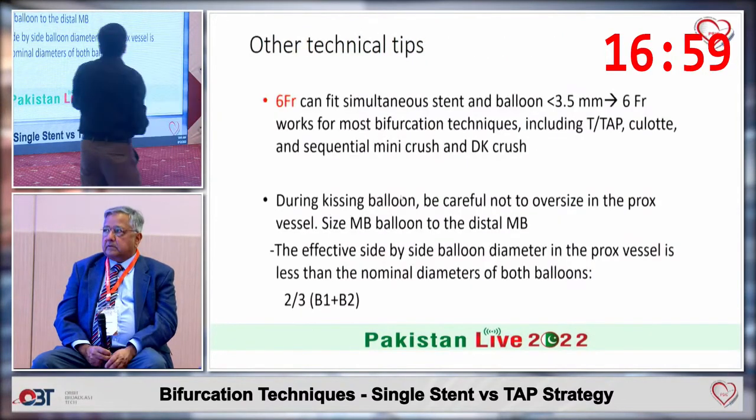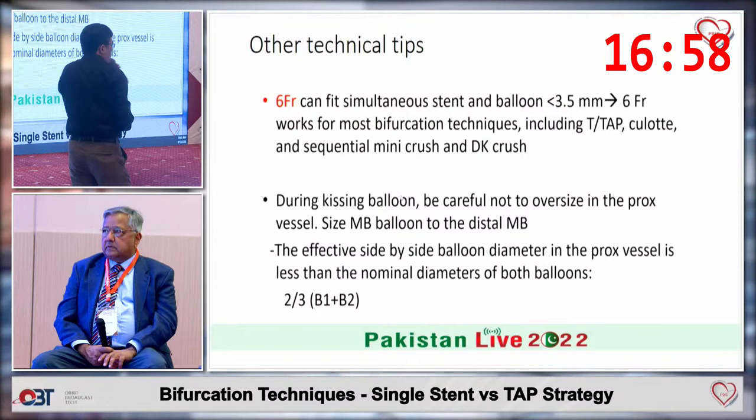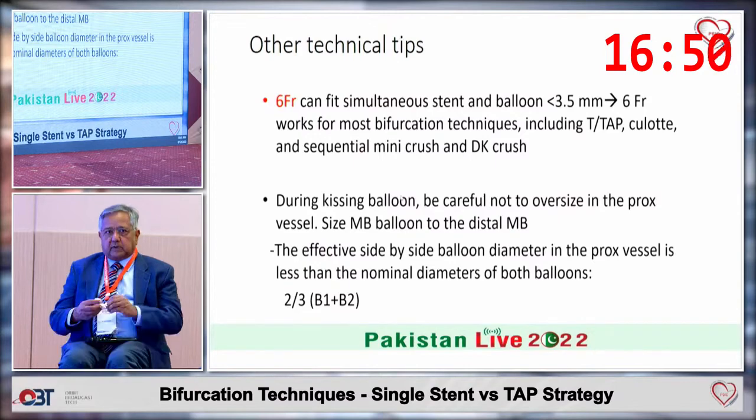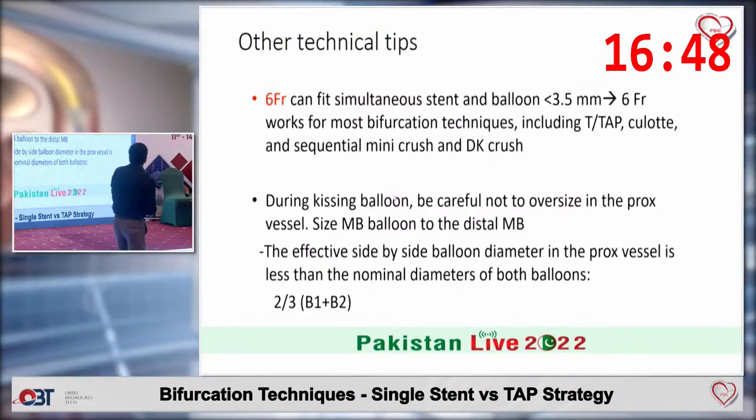So other technical tricks: do you use 6 French or 7 French for provisional? I'm 6 French radial all the way. Okay, so for provisional, 6 French is always the way to go. And you've seen 6 French can fit simultaneous stent and balloon less than 3.5, unless you are taking big balloons. For example, left main is always a 7 French or above. But 6 French is okay? The guide is pretty good with that. Okay. Yeah. So for DK crush, I'd use 6 French. Okay, so 6 French is good.